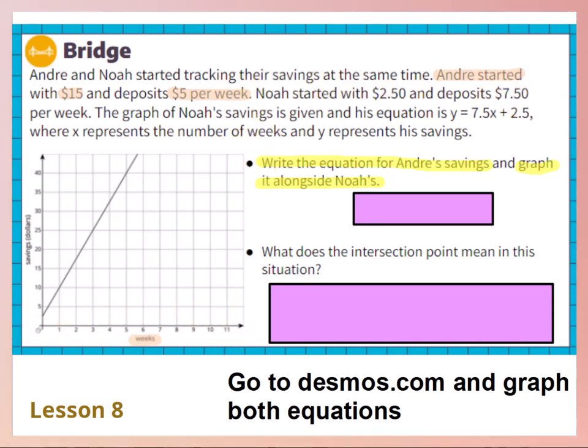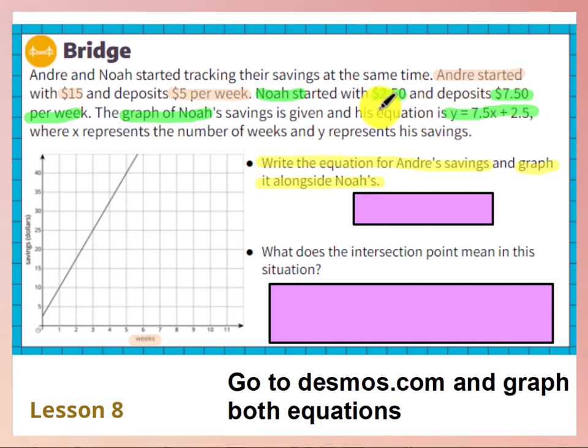All right, let me get a different color highlighter. That's Andre. Let's see what Noah's is. Noah started with $2.50 and deposits $7.50 per week. Now we have the graph of Noah's savings and we have his equation. So let's look at that graph.